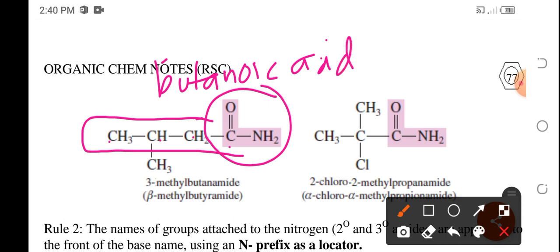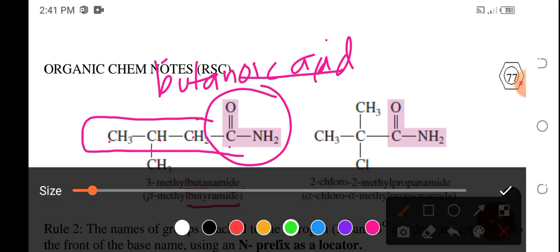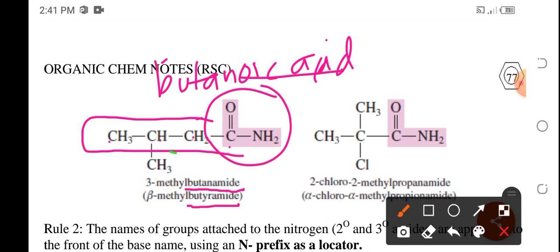But we have to drop the -oic acid and affix -amide. So, therefore, the parent chain is butanamide. Okay, the common name is butyramide, because the common name for butanoic acid is butyric acid. What is not included in butanamide is this substituent, and the identity is methyl. So, we have methyl there.